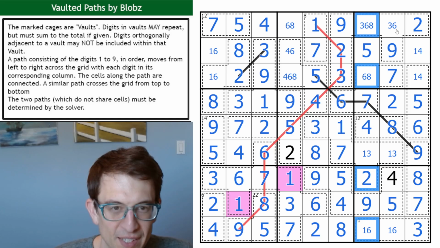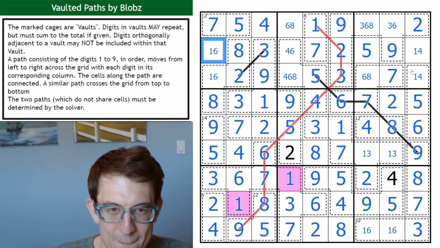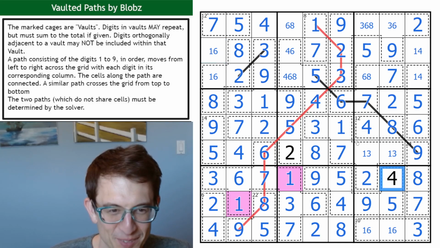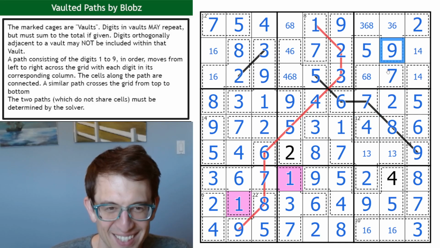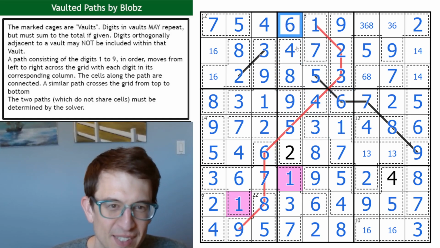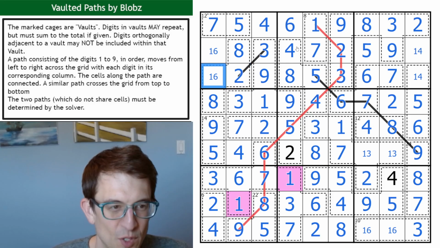1, 3, 6, 8, 3, 1, 3, 6. No, is this a deadly pattern? I think it is. Which means I need a vault somewhere. Where's the vault? Where's the vault? I have fewer places to look now. 6. 6 looks in here. Oh, wow. 4, 8, 6. 3, 8, 6. Oops.